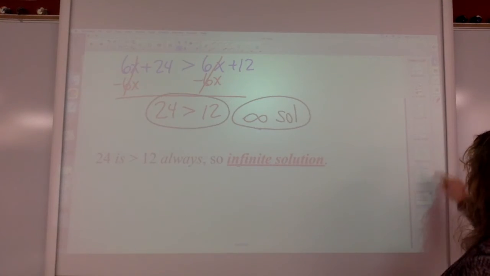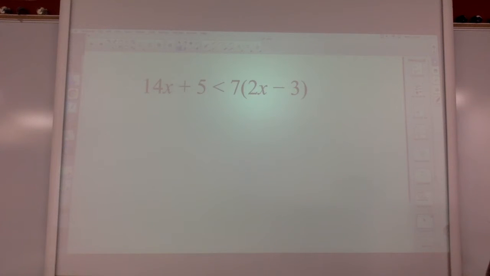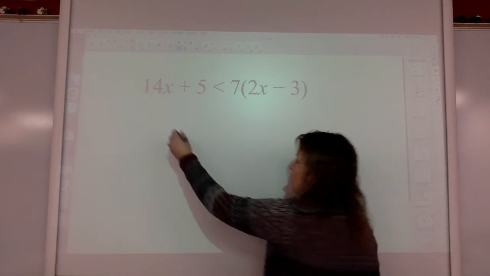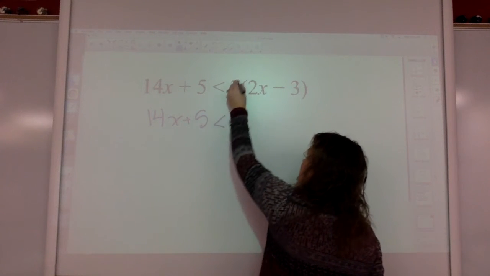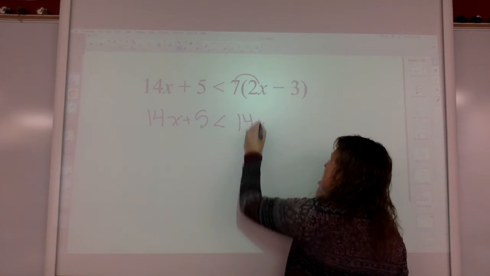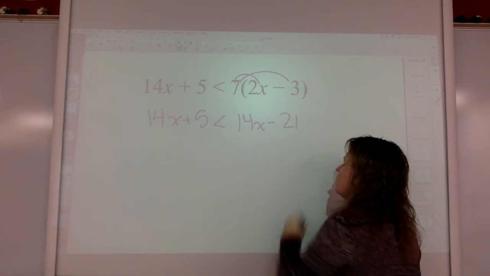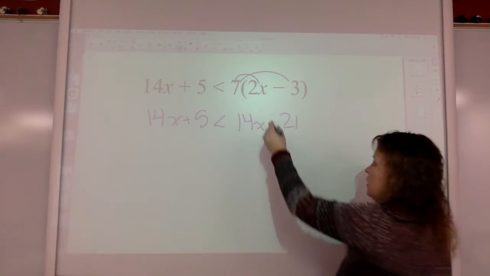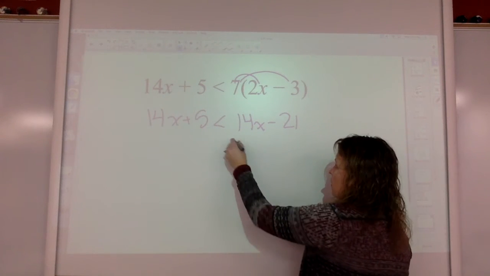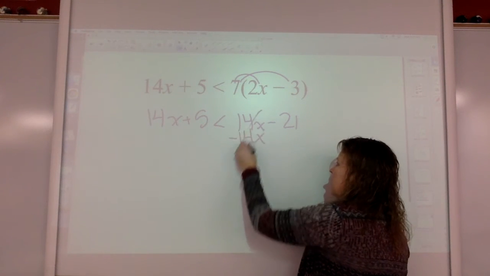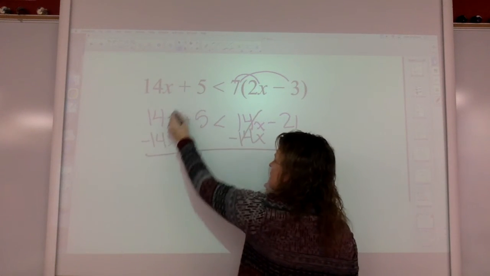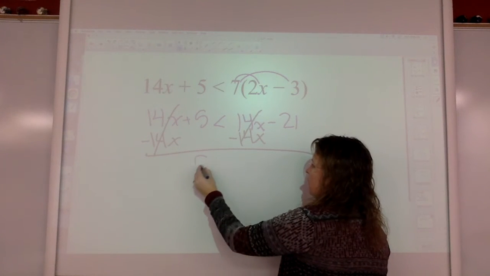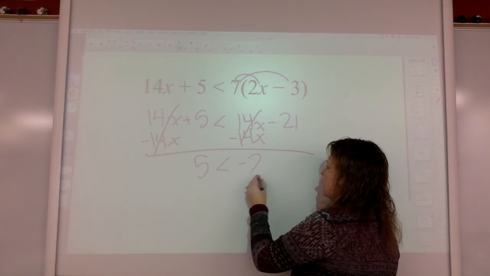Okay, let's try another one. 14x plus 5 is less than 7 times 2x minus 3. Rewrite this side as is: 14x plus 5 is less than. Distribute: 14x minus 21. You maybe can see it already. If you want, you can just cancel the 14x's. If you don't recognize that right away, always take care of your x's first. Minus 14x from both sides. Oops, they both cancel again. So you have 5 is less than negative 21.